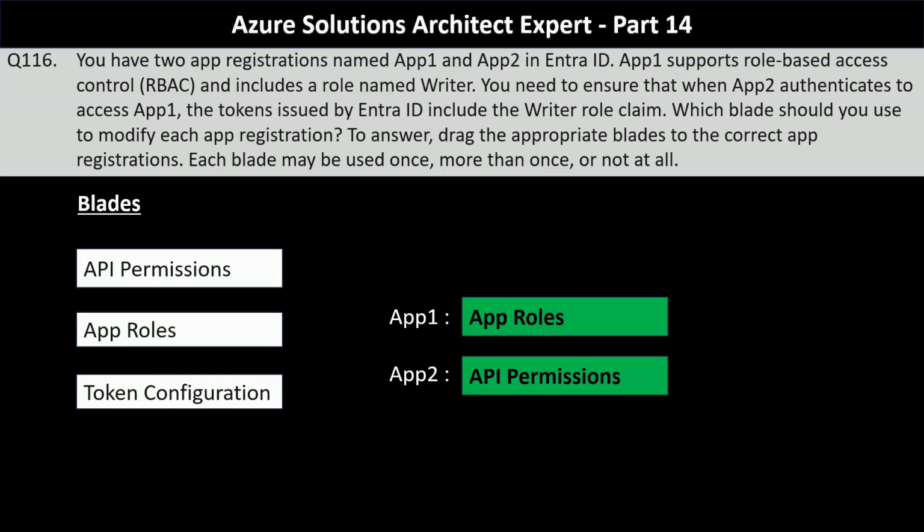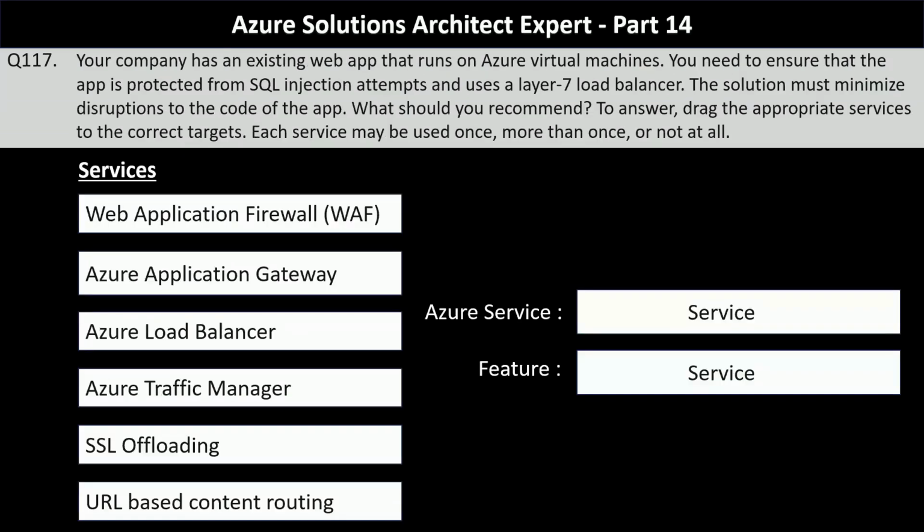Question number 117 of the series. Your company has an existing web app that runs on Azure virtual machines. You need to ensure that the app is protected from SQL injection attempts and uses a layer 7 load balancer. The solution must minimize disruptions to the code of the app. What should you recommend? To answer, drag the appropriate service to the correct targets. Each service may be used once, more than once, or not at all.